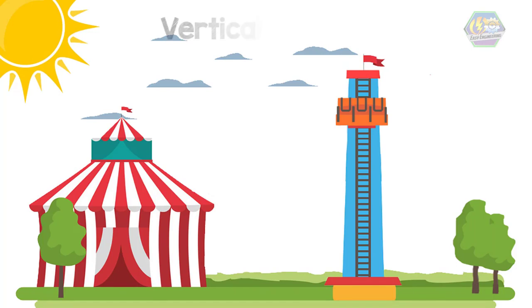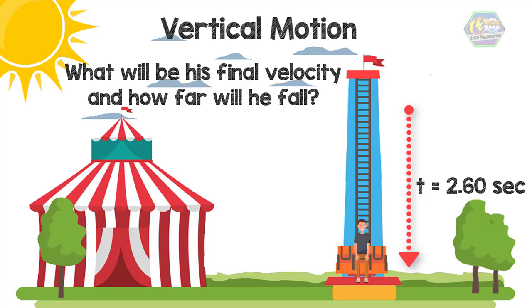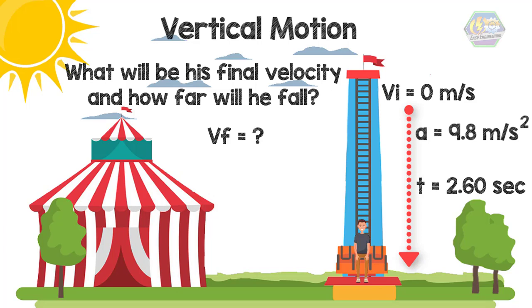Now let's go to the second problem. The second problem will be about vertical motion. Cardo is riding the giant drop at Great America. If Cardo free falls for 2.60 seconds, what will be his final velocity and how far will he fall? We are given the initial velocity, which is 0 meters per second because Cardo experienced free fall motion. Next, the time taken is equal to 2.60 seconds, and the acceleration, which is due to gravity, is 9.8 meters per second squared. Lastly, we are asked for his final velocity and the distance of his fall.